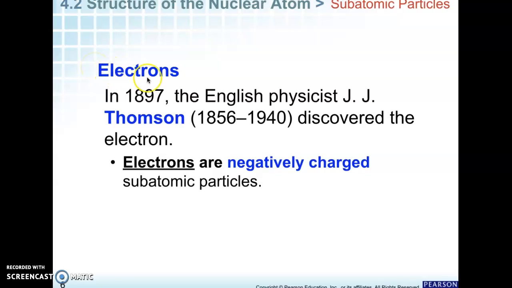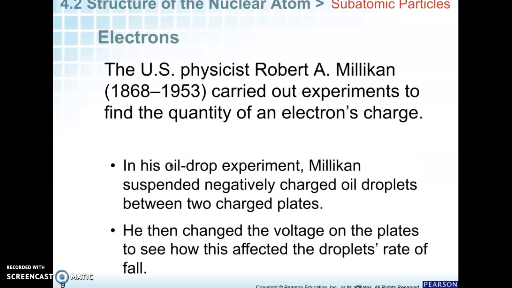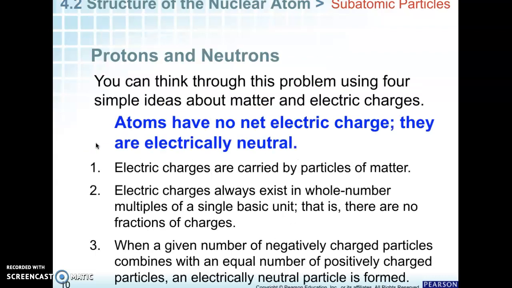The electrons were discovered by J.J. Thomson. So he did an experiment where he figured out that there had to be some type of particle that was smaller than an atom that had a negative charge. So he discovered the electrons. You don't need to know about the experiment, but it was summarized in the notes there. You don't need to know this, but Robert Millikan discovered the charge of the electrons in an oil drop experiment.